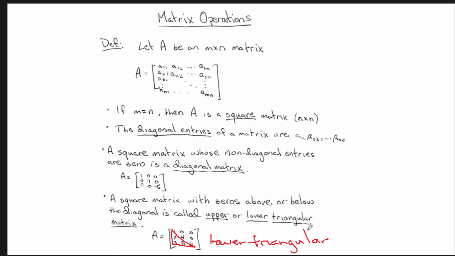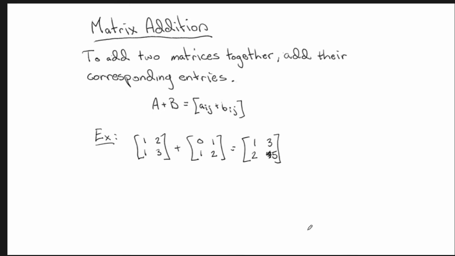Okay, we kind of needed to get that vocab out of the way. Let's talk matrix addition. To add two matrices together, add their corresponding entries. So the way that you'd say that is, A plus B is equal to the matrix made up of Aij plus Bij. So all my corresponding entries are added. Like here you can see 1 plus 0 is 1, 2 plus 1 is 3, 1 plus 1 is 2, and 3 plus 2 is 5.